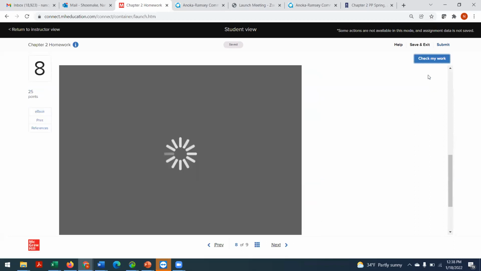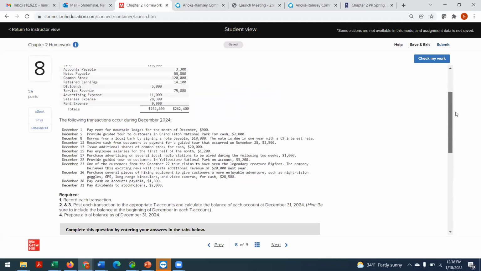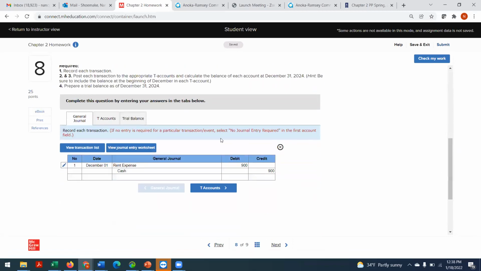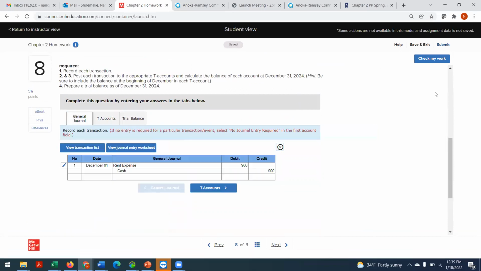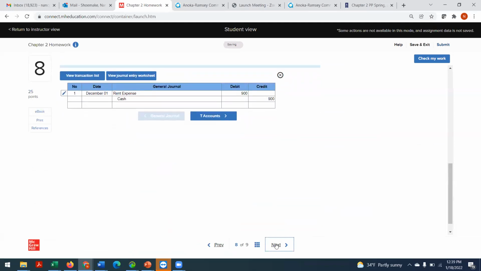So you are going to put in your transactions and you can check your work. Remember to check your work. You're going to put in all of these various transactions. Issue additional shares, pay employees. They should be pretty straightforward. Then I believe the T accounts, you will transfer your figures over to those T accounts, and then you'll create your trial balance. So that's going to be an all-inclusive problem, but very helpful for you.